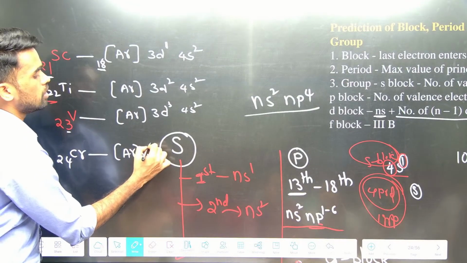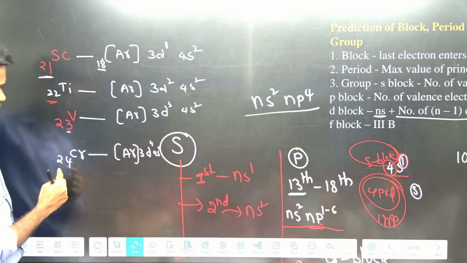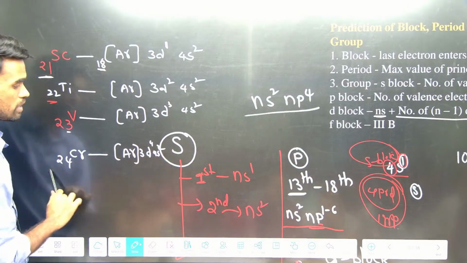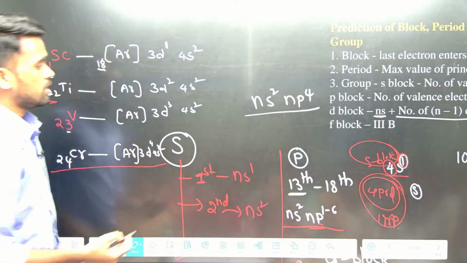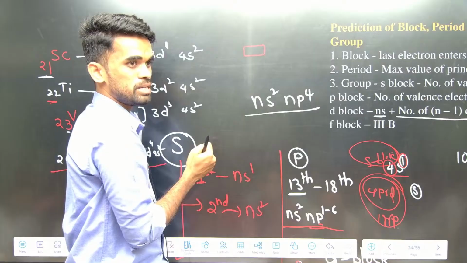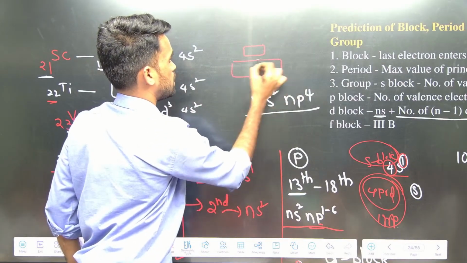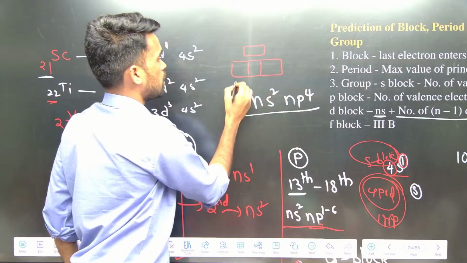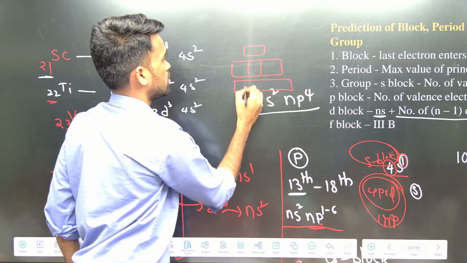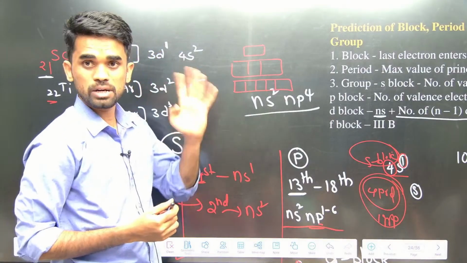Let us write as 3d4 4s2 first. If you write like this, wait. An s subshell means one orbital, one box you will be writing. A p subshell means you are writing 3 orbitals like this. D orbitals will be 5. How many? 5. In the d subshell there are 5 boxes, 5 d orbitals will be there.